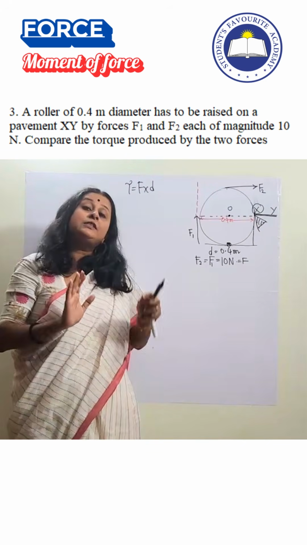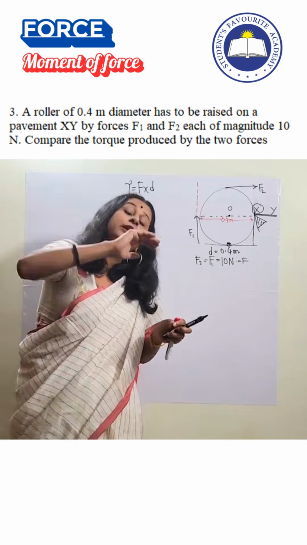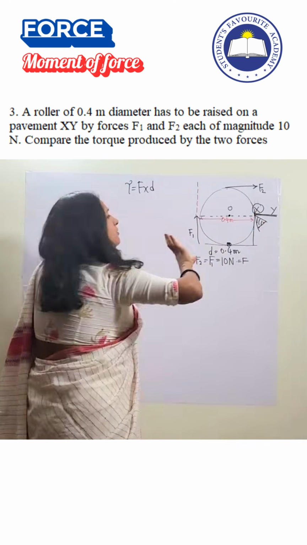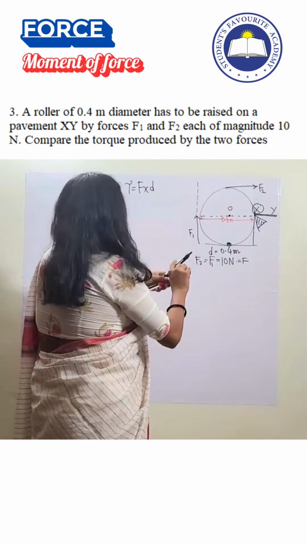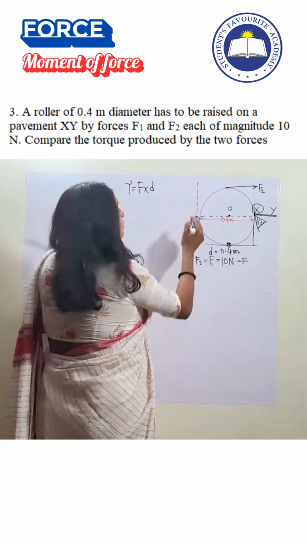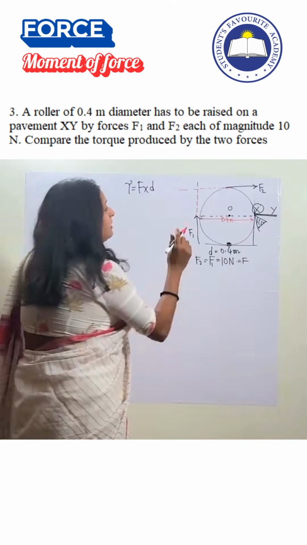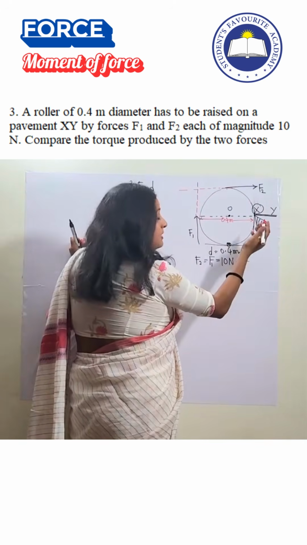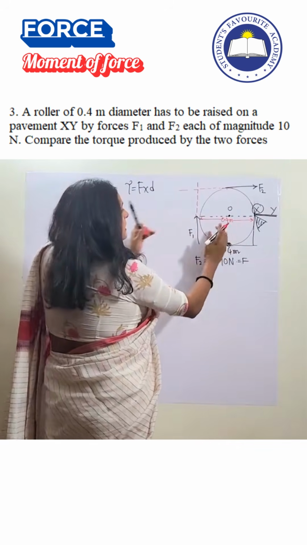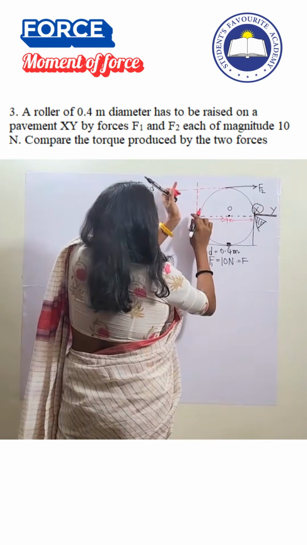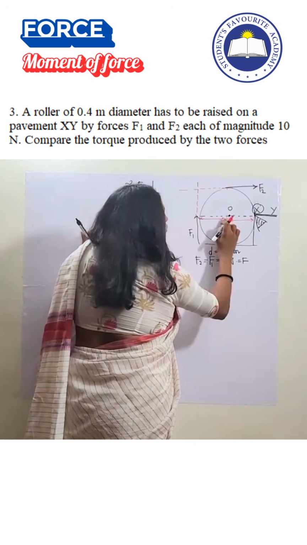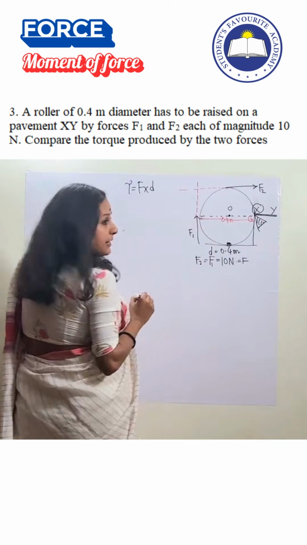Pivot is a fixed point about which a body rotates. The body will rotate about this point to be lifted. What is the line of action of force F2? This is the line of action of force F2. And let us calculate the distance from the pivot. The distance of F1 from the pivot is, this is X, and this is F1's line of action. The shortest distance is this because these are perpendiculars.